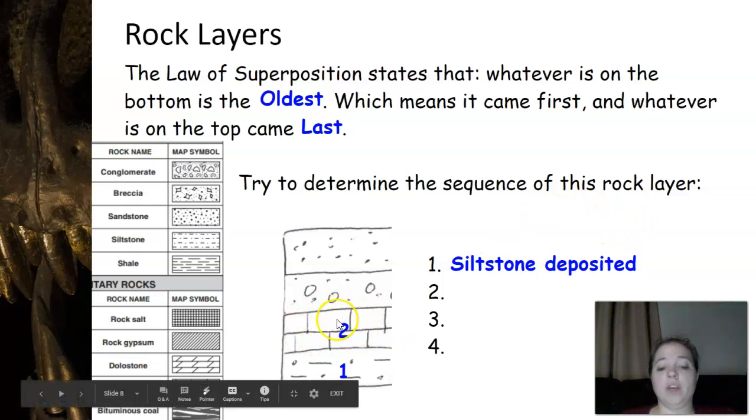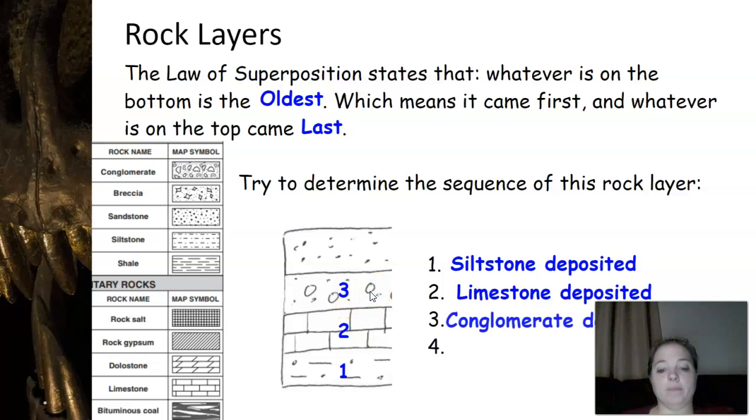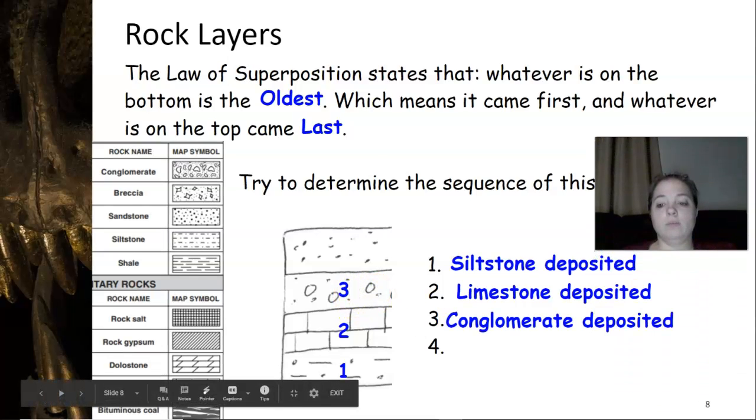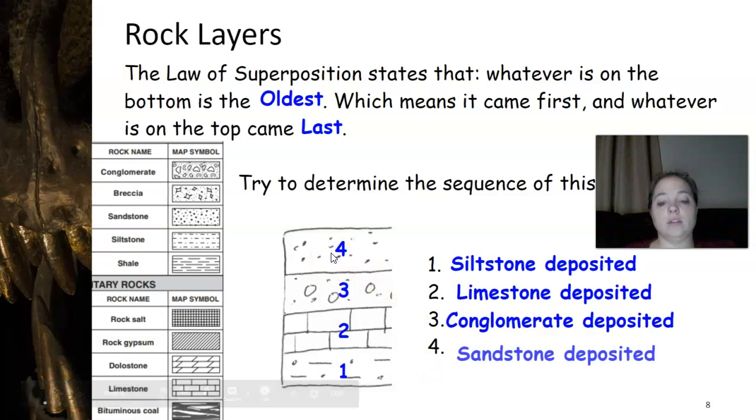Okay, so number 2, what came next? What came next is right down here. You can't see it, but it's under dolostone, and if you know it like I do, and you see it right there next to you, you know it is limestone. So limestone was deposited. What's next? Right up next, this is number 3. It's conglomerate. My face is in the way. Number 4 is sandstone. It's a lot of dots.